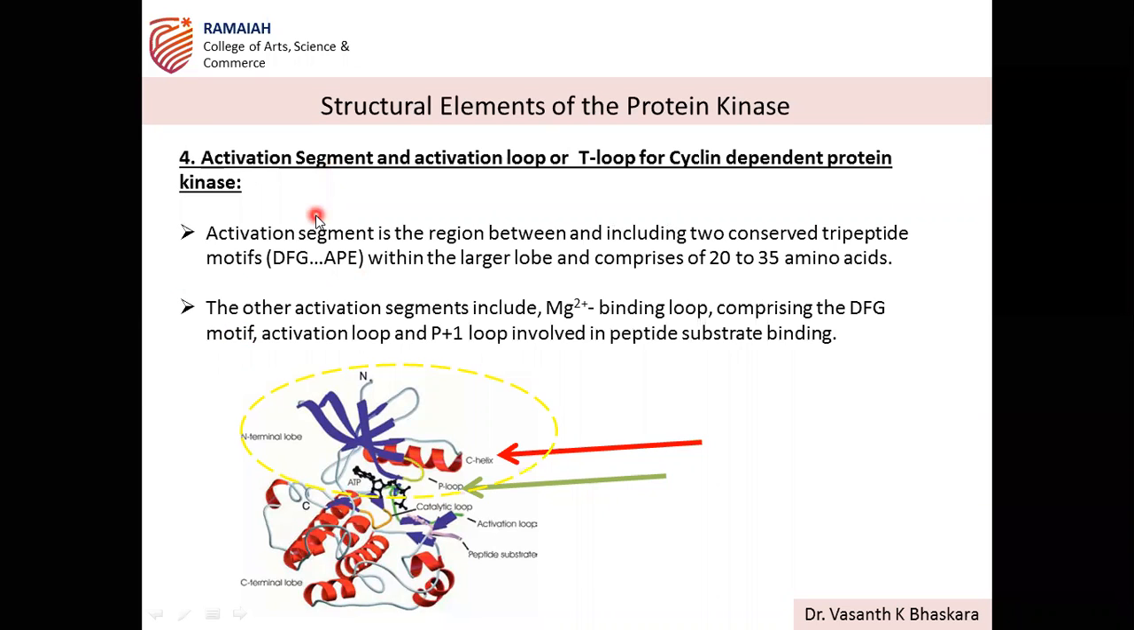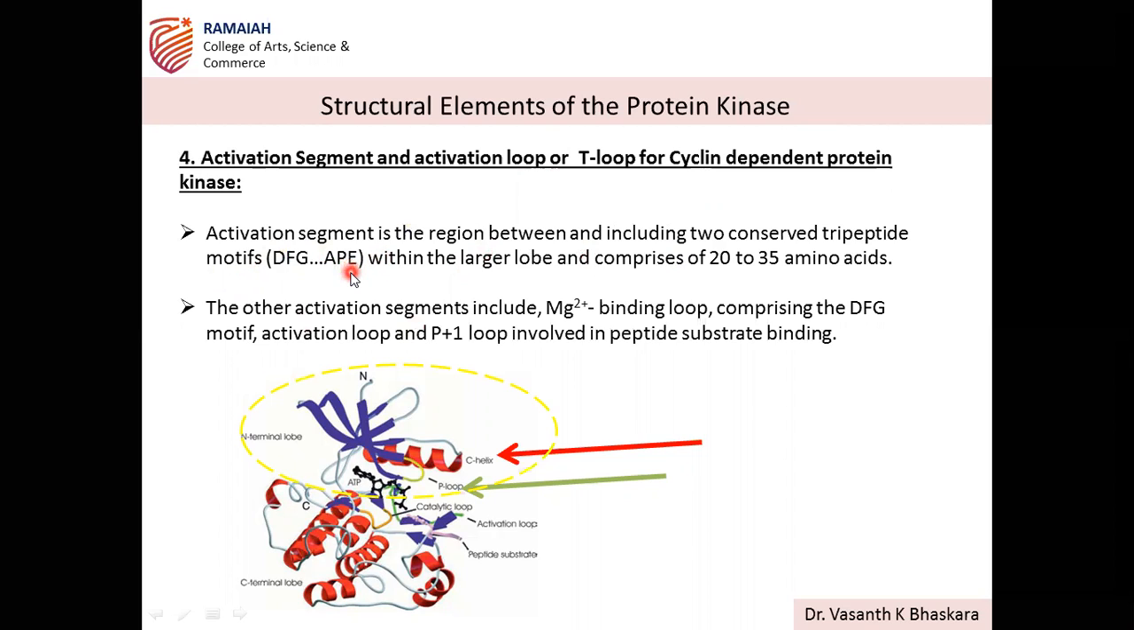Next one is the activation segment and activation loop. The activation segment and activation loop, or T loop, T loop for cyclin dependent protein kinase. So this is another important structure. The activation segment is the region between and including two conserved tripeptide motifs. Okay, so these are two tripeptide motifs, DFG and APE.